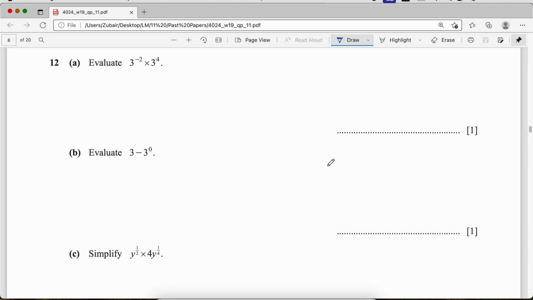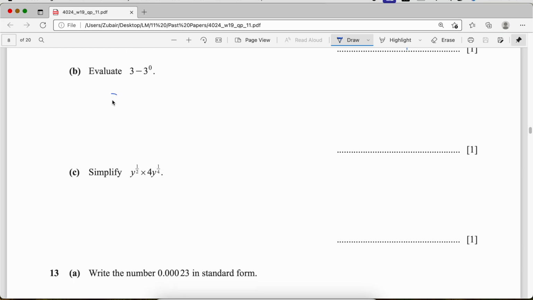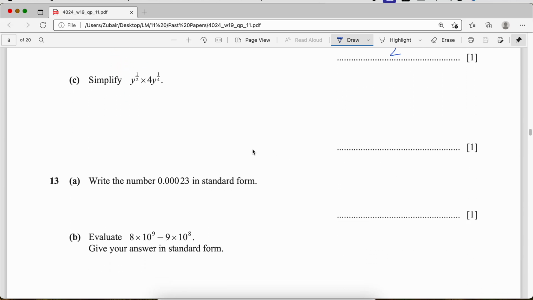Question number 12. Indices, bases same, powers add. Minus 2 plus 4, 3 raised to power 2 is 9. 3 minus 3 raised to power 0. 3 stays as it is, that's 1, and 3 minus 1 is 2. Simplify. We just add them, 4 stays as it is, then y raised to power 1 by 2 plus 1 by 4. I'm taking LCM, that is 2 plus 1, so 4y to the power 3 by 4.